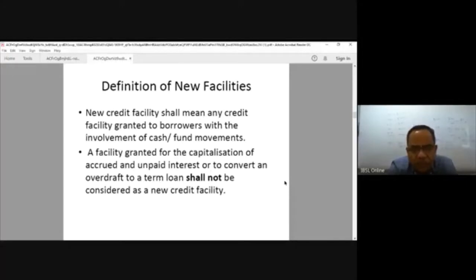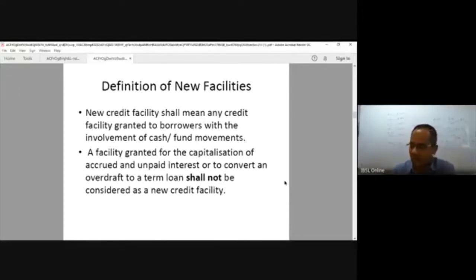So new credit facility shall mean any credit facility granted to the borrower with the involvement of cash or fund movements. So a facility granted for the capitalization of the accrued or unpaid interest, or to convert an overdraft to a term loan, shall not be considered as a new credit facility. Many a time we try this kind of greening of your portfolio. You give a loan and then absorb another bad loan. That is not to be considered as a new loan, right? So this definition is important for you.